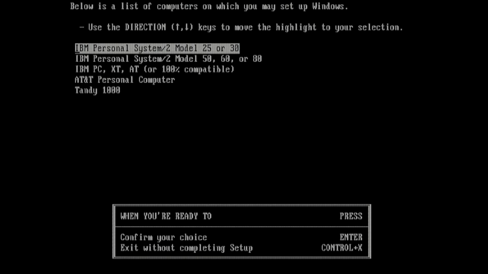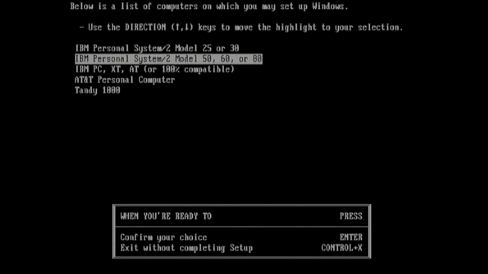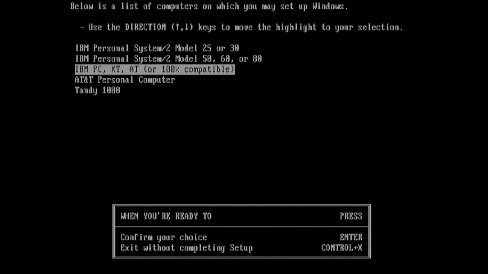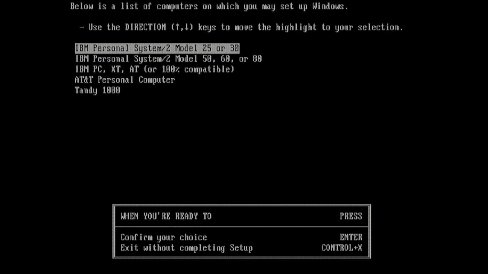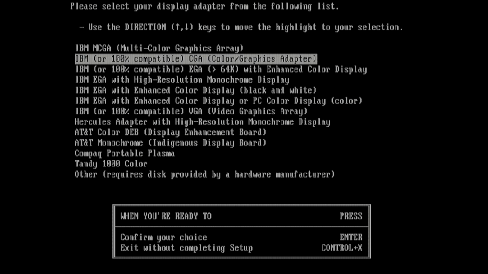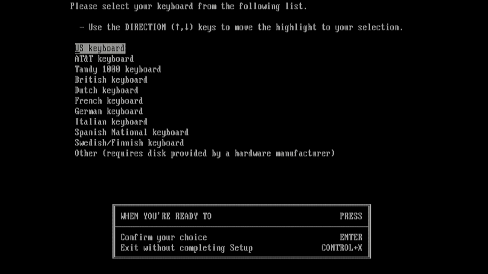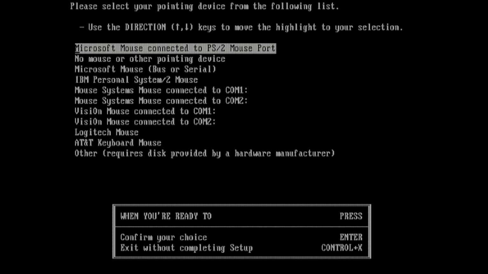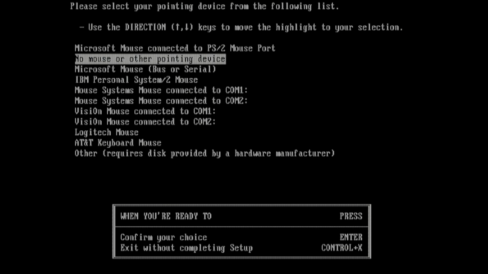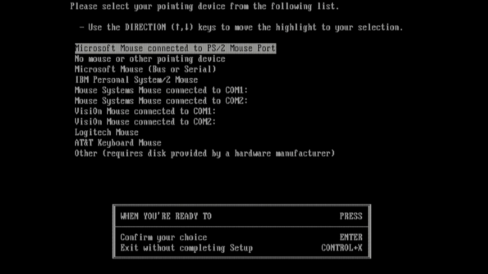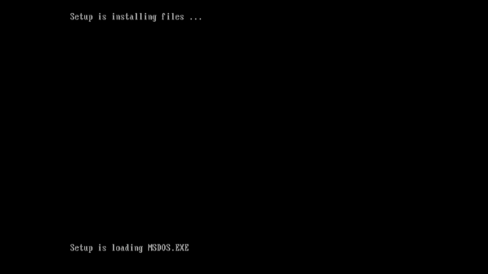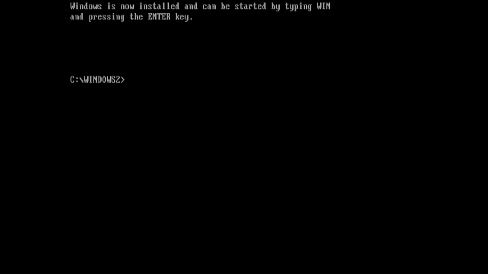Now it allows us to select what type. So I think last time we selected PCXT or PS2. Let's try the PS2 this time. This is the ID we've actually set the computer to. We'll choose CGA again for the moment. British keyboard. And we'll select the Microsoft mouse connected to PS2 mouse port. Finish setup. So that should have installed Windows 2.0.